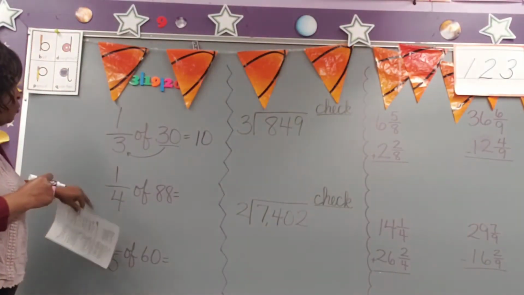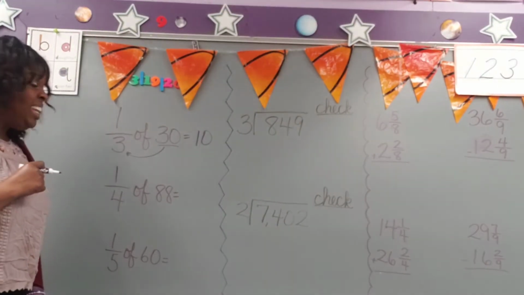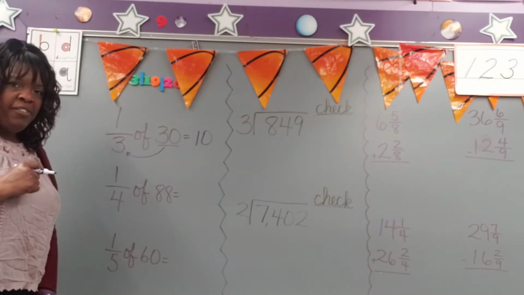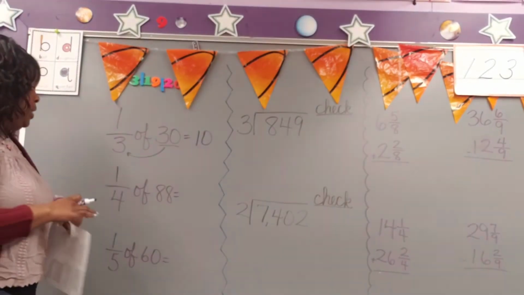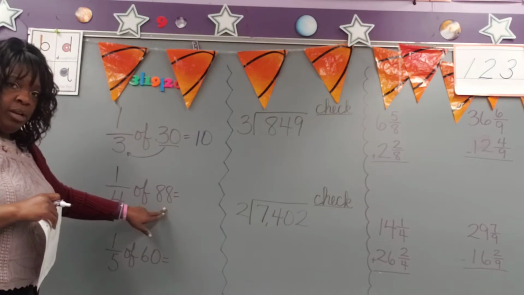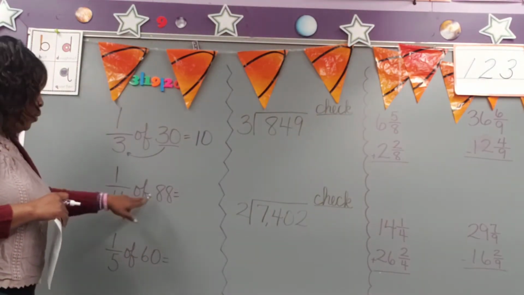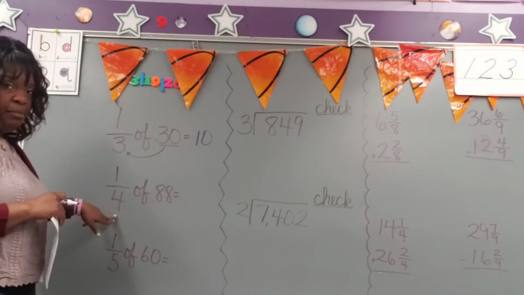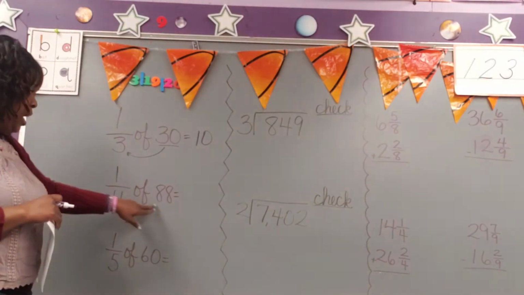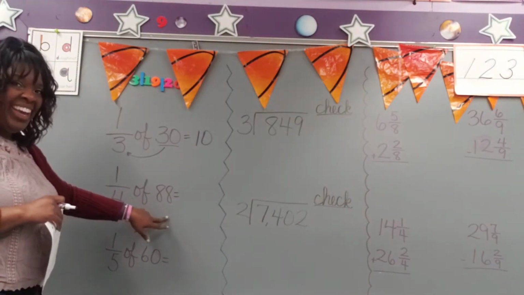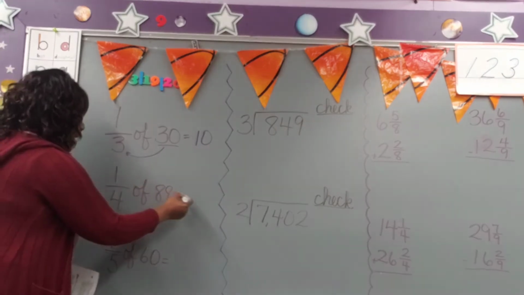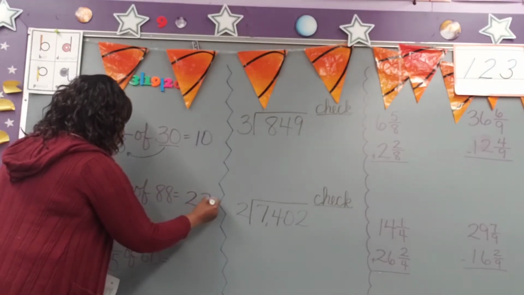What about our next one? This is a bigger number. It's 88. 1/4 of 88. But once again, we take our bigger number, our whole number, and divide it by the denominator. So 88 divided by 4. How many 4s are in 8, and how many 4s are in 8? I knew some of you got it right away. I knew you would. 22.